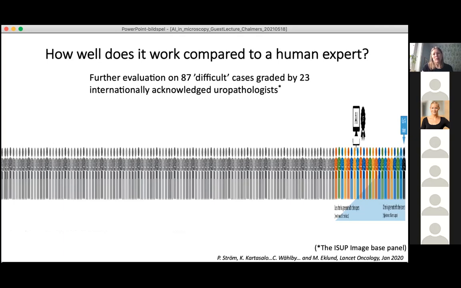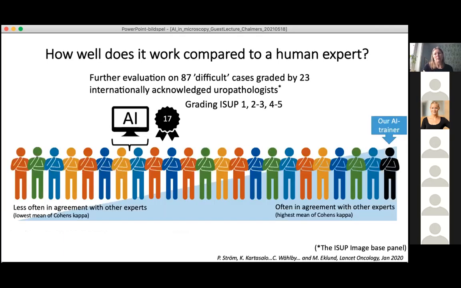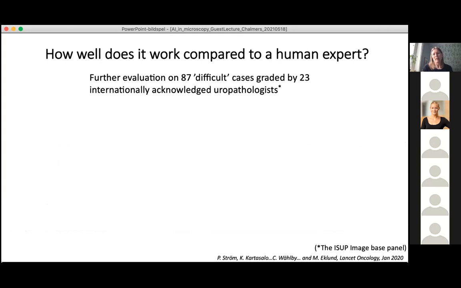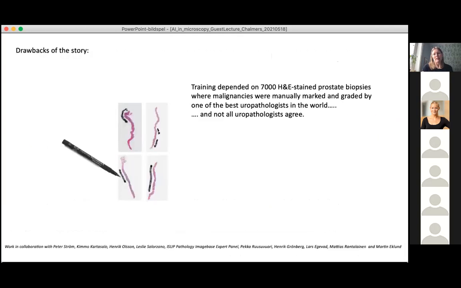But what I want you to see here is that when we did this comparison, it turned out that our AI trainer was actually top ranked. So a person that really had a huge amount of experience in doing this kind of grading and agreeing in many, many cases with other international experts. And this sort of illustrates the drawback of this whole story.